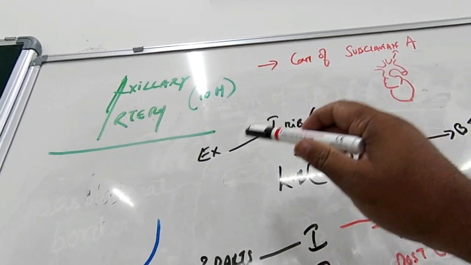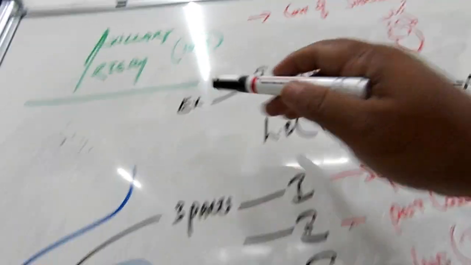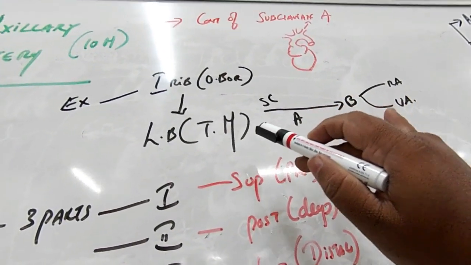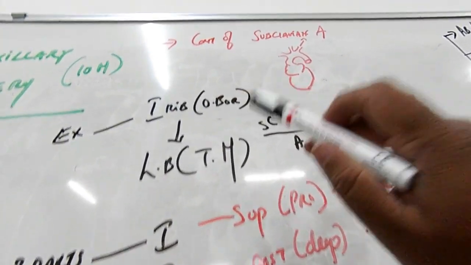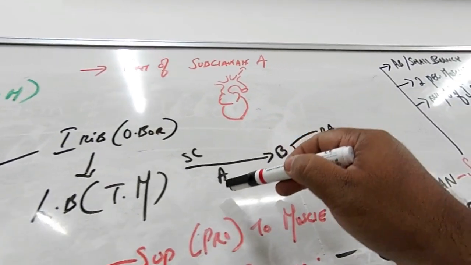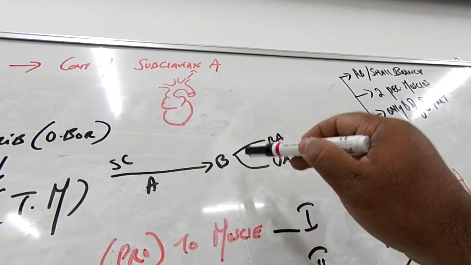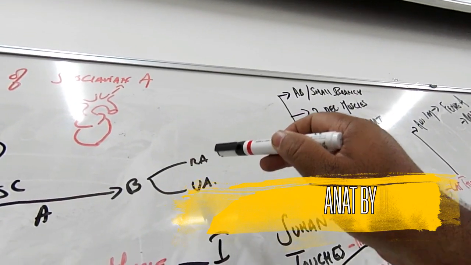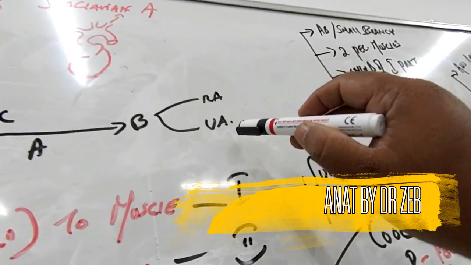This artery extends from the outer border of the first rib to the lower border of the teres major muscle. It's a very important artery. If you remember, the subclavian artery continues as the axillary artery, and after some time ends as the brachial artery, which in turn divides in the cubital fossa into the radial artery and ulnar artery.